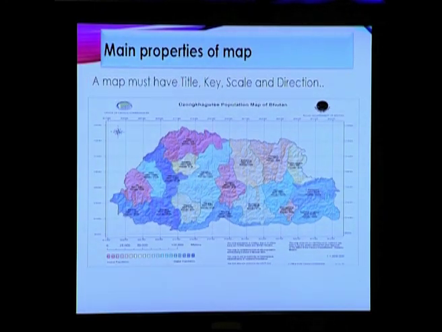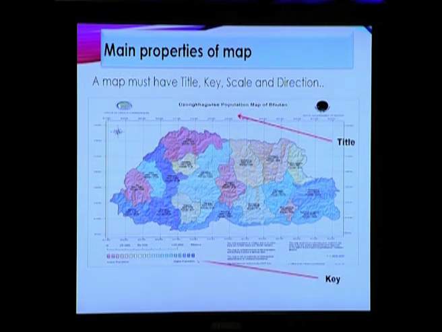Now, main properties of map. A map must have title, key, scale and direction. This map of Bhutan, the title of this map, is Zonghok-wise population of Bhutan.